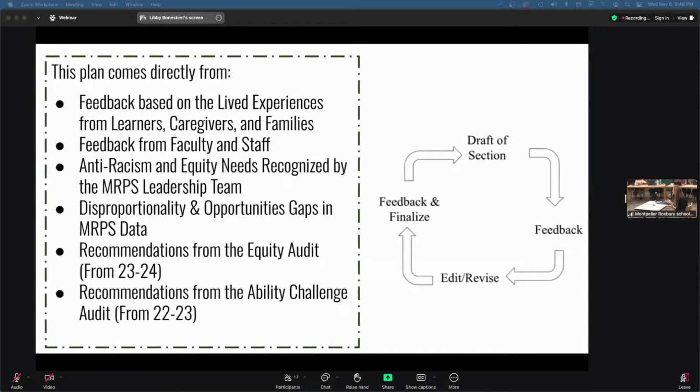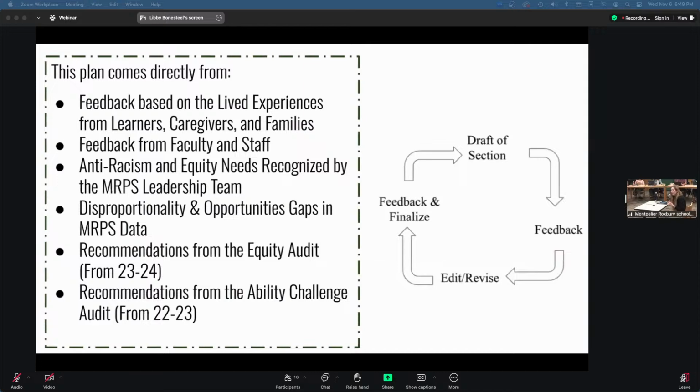As a reminder, I think all of you know, right? We had a few equity audits. We had the ability challenge audit. We have looked at disproportionality and opportunity gaps within our data. We have talked as both a leadership team and with staff and faculty. What are equity needs? What are we seeing as needs?